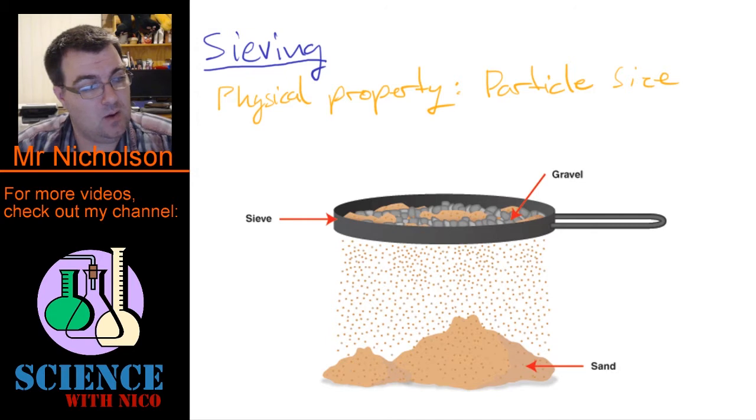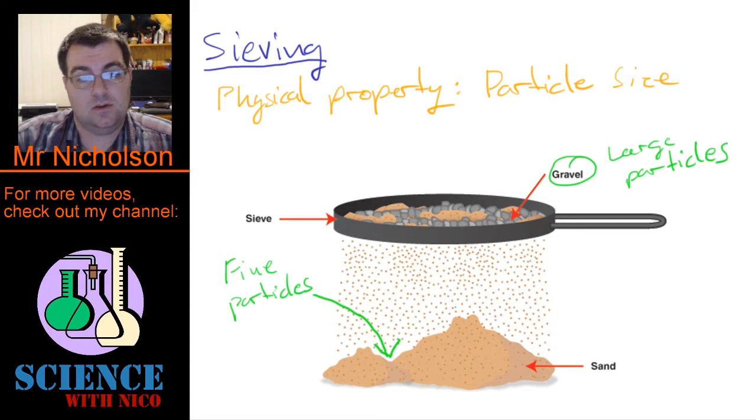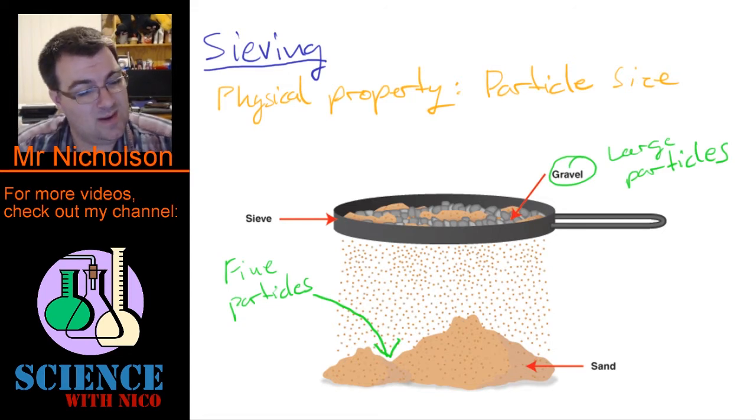Now, in a lot of cases, it is possible to stack multiple sieves on top of each other to get a graded set of samples separated from a larger mixture, and that can let you have a look at the proportion of particles of different sizes in that mixture, which is very useful from an engineering perspective. But the take-home point is the large particles are retained on top of the sieve and the fine particles go through. Okay, let's have a look at our next technique.